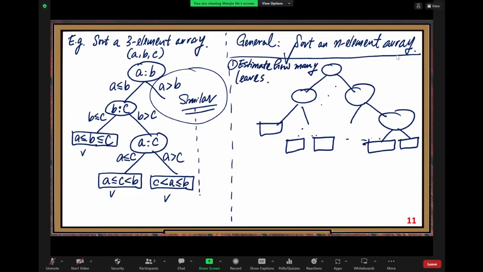So how many different sorting results? Can you imagine that? Because given n elements, you can imagine x1, x2, and so on up to xn. Each sorting order corresponds to a permutation of these n elements, right? So you know the permutation concept, right? So each sorting result corresponds to a permutation.